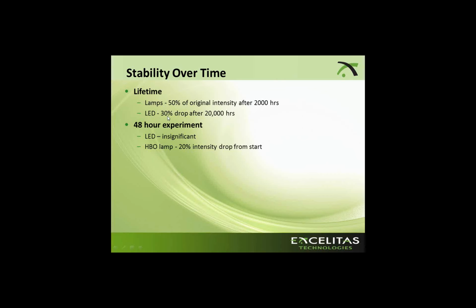Whereas if you look at LEDs, which usually last about 20,000 hours, there's only a 30% drop after that much duration. And if you reach that kind of duration and more, which they are known to last for, then as far as your intensity, you're doing pretty well. If you look at something more realistic, which is a 48-hour experiment, LED reduction in intensity was insignificant from the start of the experiment to the finish, whereas with the HBO lamp, we saw a 20% intensity drop from when we started the experiment.